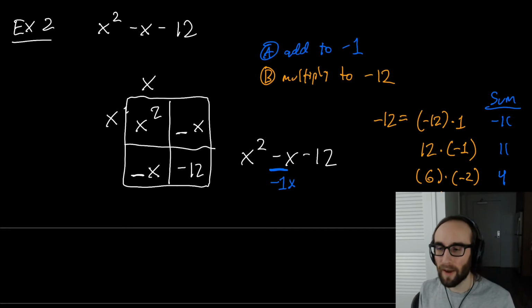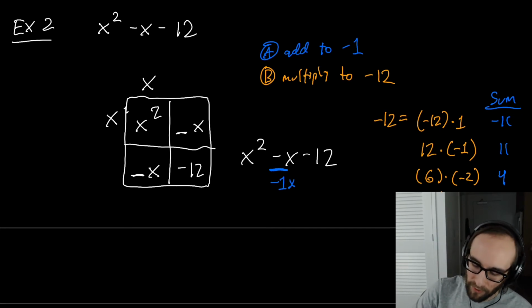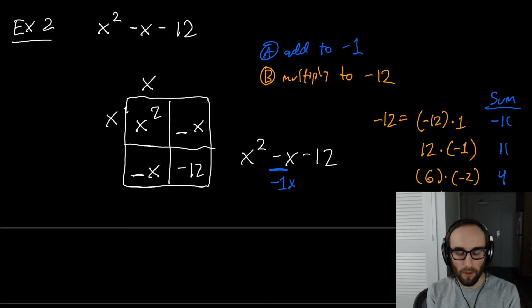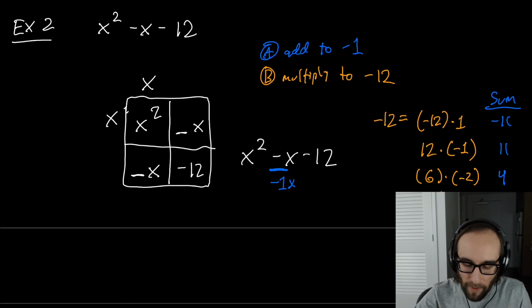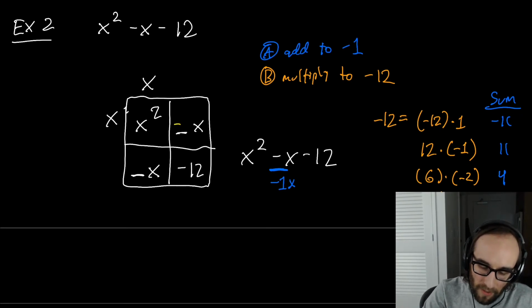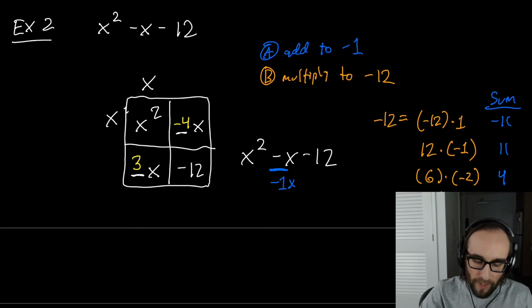And we're done. We found our two numbers that multiply to -12 and add to -1. The last one would just give us 1. So 3 and -4 are the two numbers we're looking for. So again, it doesn't matter which box we put which. Let's put the -4 here and the 3 here.